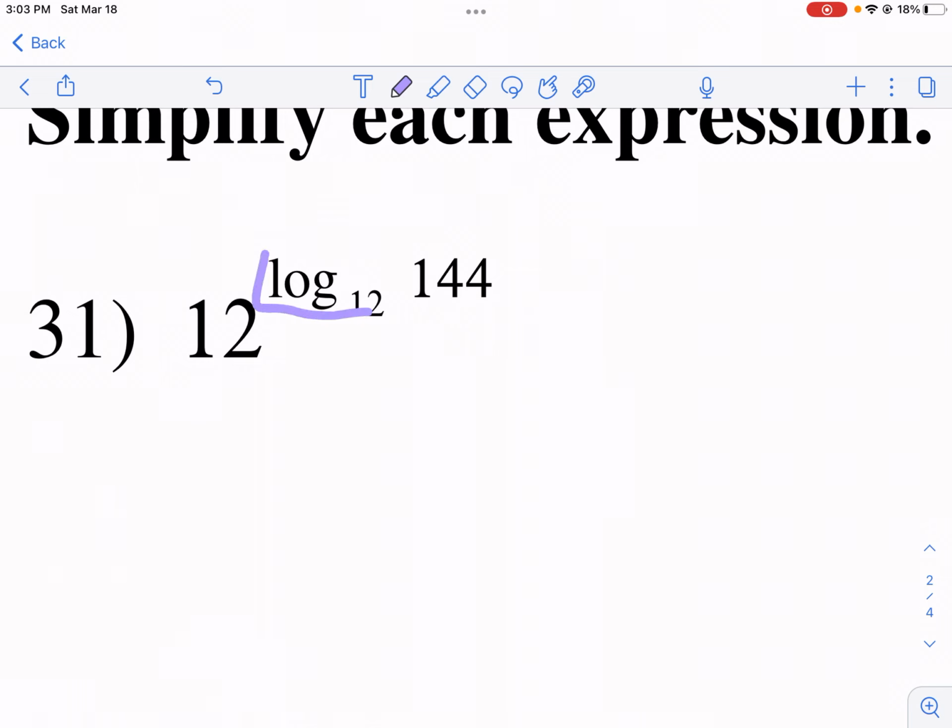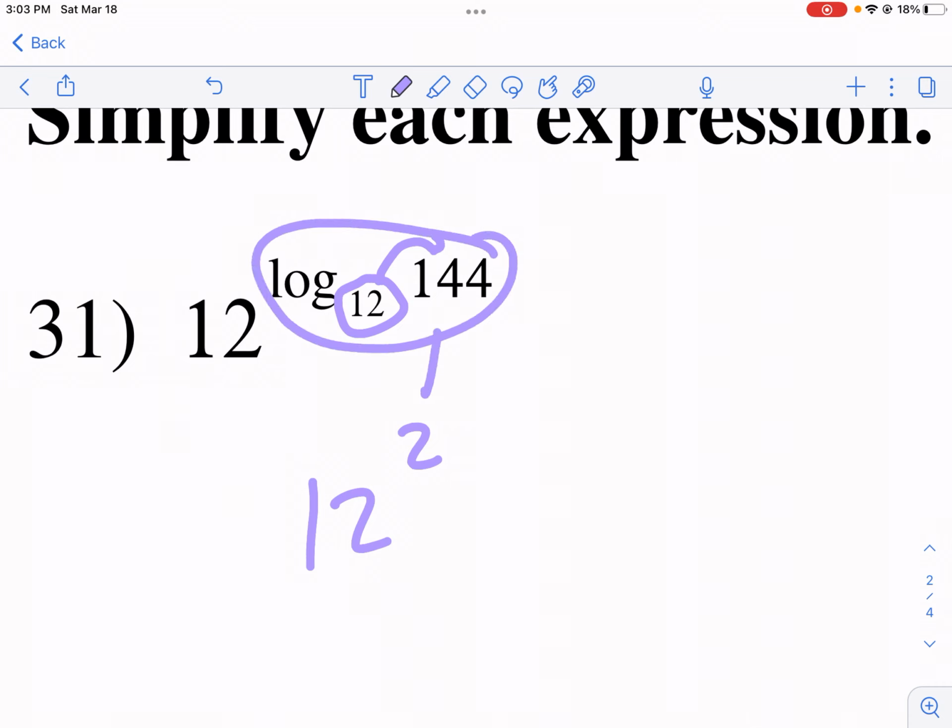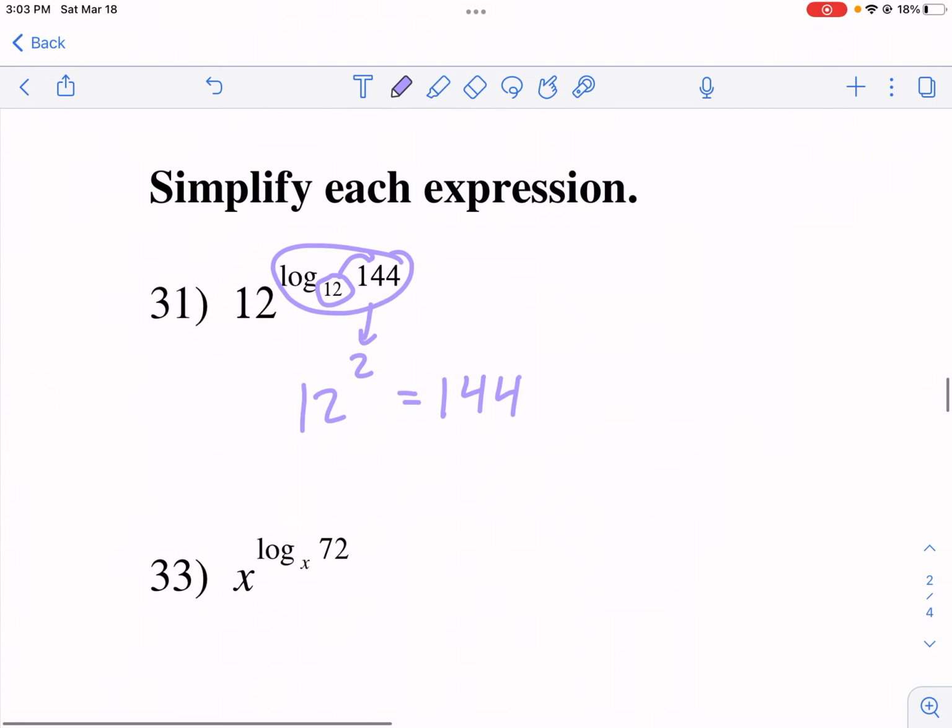So right here, look at the exponent first. It says log of 144, base 12. So it's just saying, what number do you raise 12 by to get to 144? Well, that's 2. Okay, so we have 12 squared now. So all of that became just the number 2, because 12 squared equals 144. So now we have 12 squared again, and it's equal to 144.